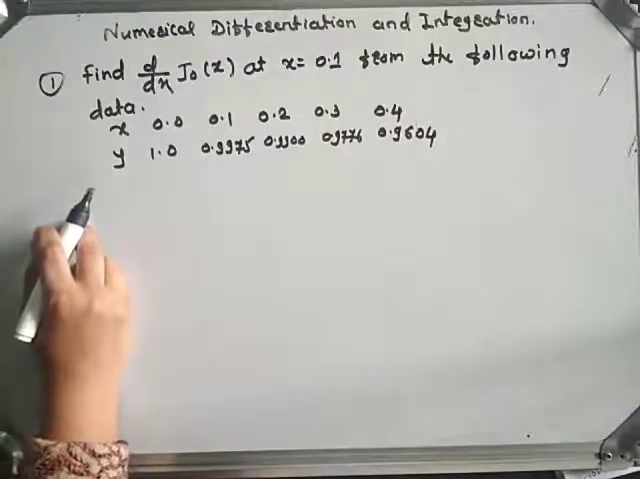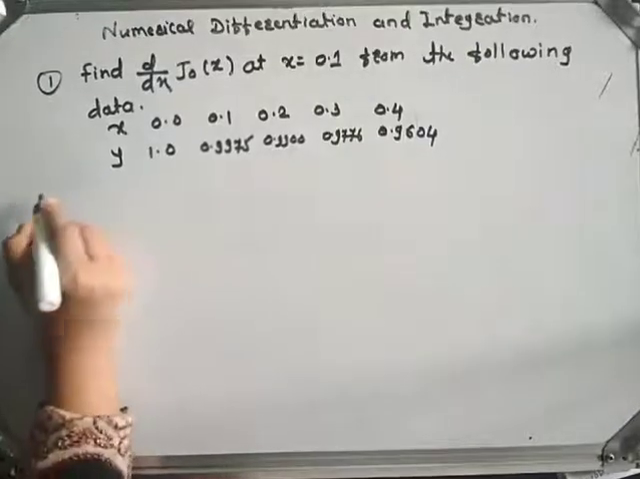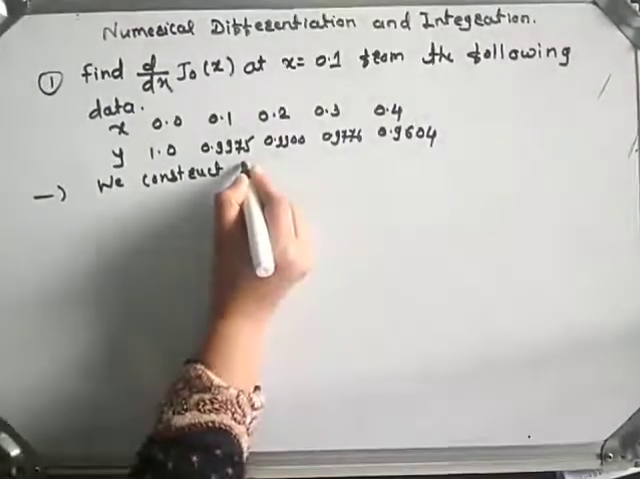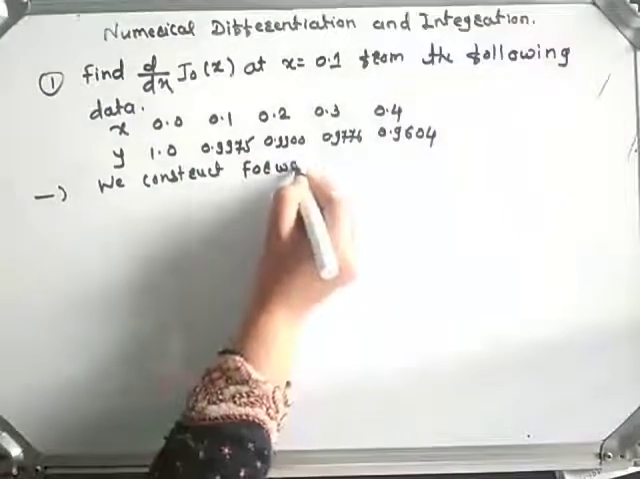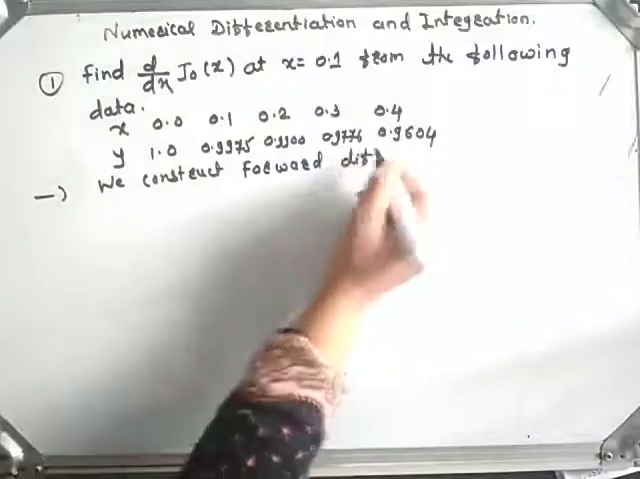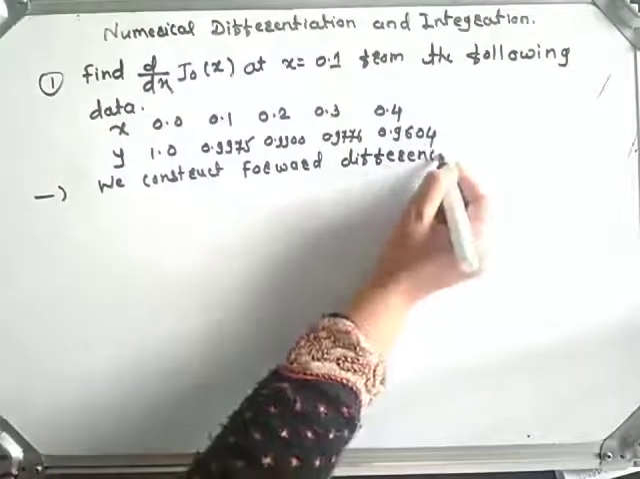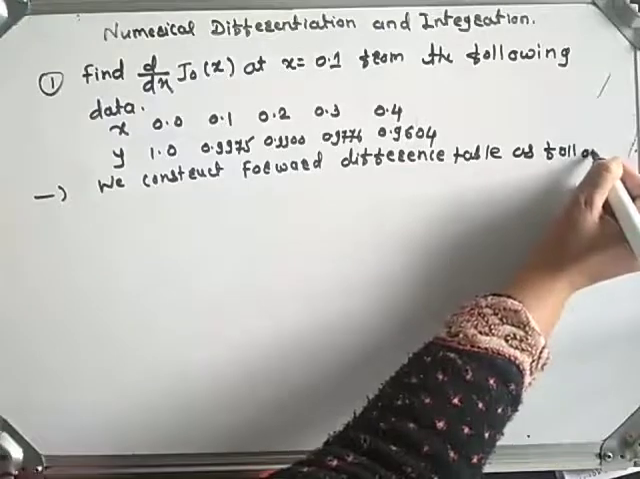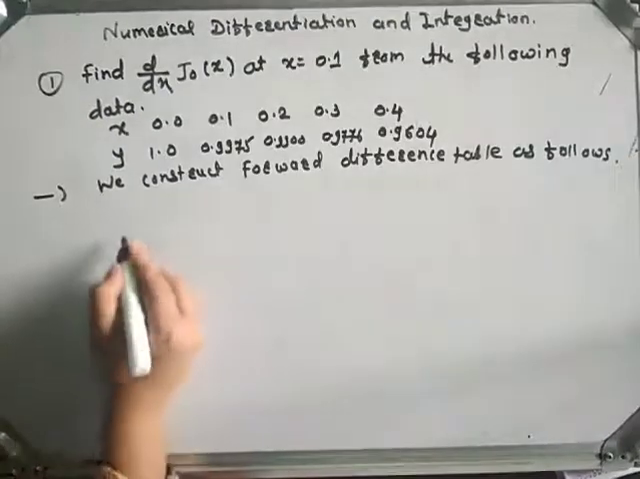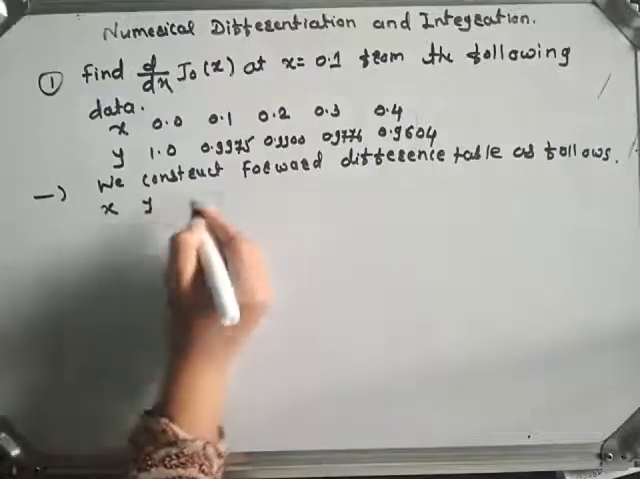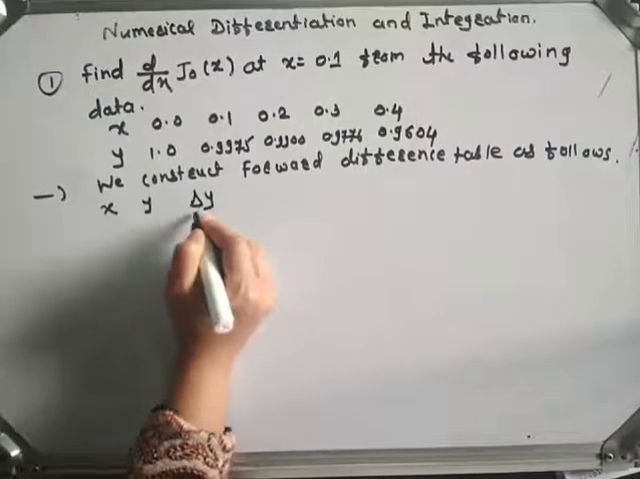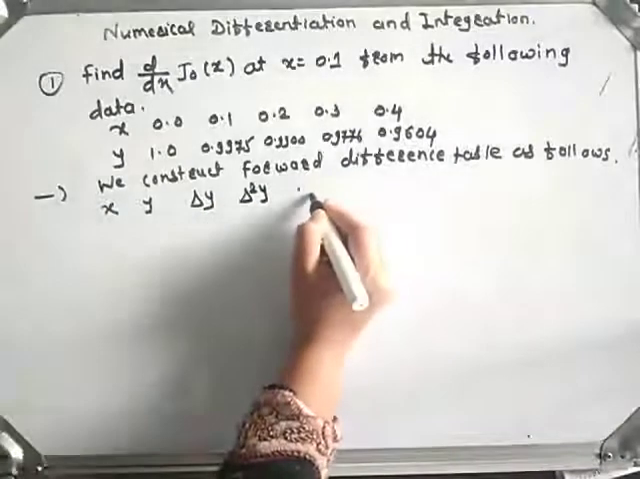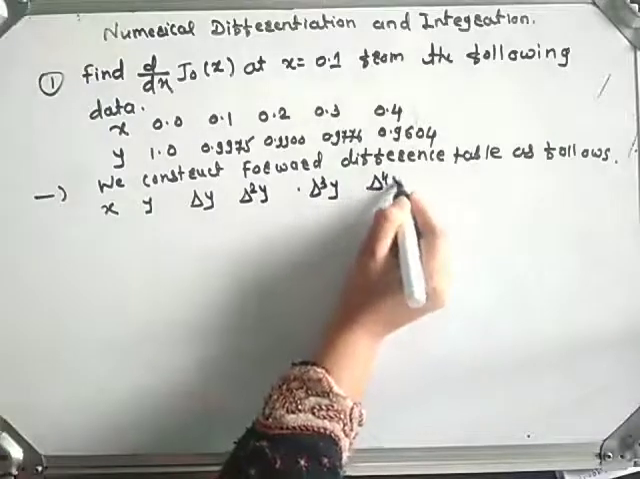First of all, we have to construct a forward difference table. Okay, we construct the forward difference table as follows. x, y, first order forward difference, then second order forward differences, delta cube y and delta raised to 4 y.